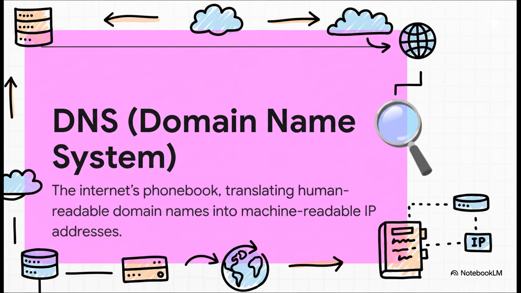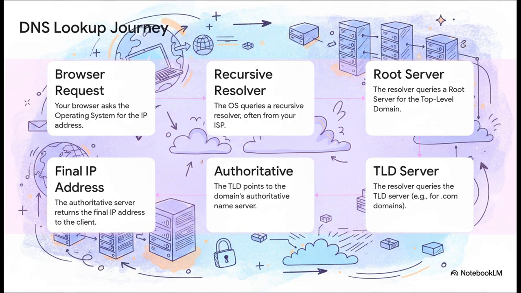It's a perfect analogy, right? You don't memorize your friends' phone numbers, you just look up their name. Well, DNS does the exact same thing for websites. It takes a simple name like example.com and turns it into a numerical IP address that computers use to find each other. Now, this lookup isn't just one step.